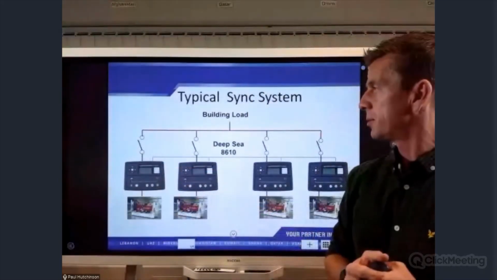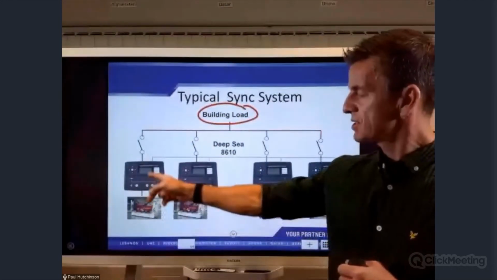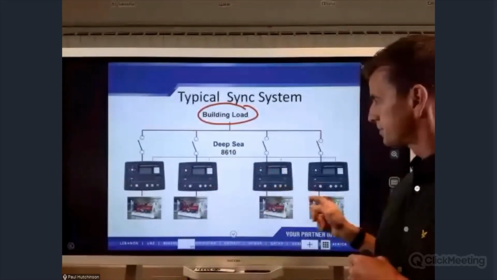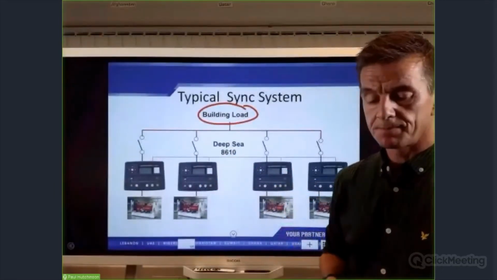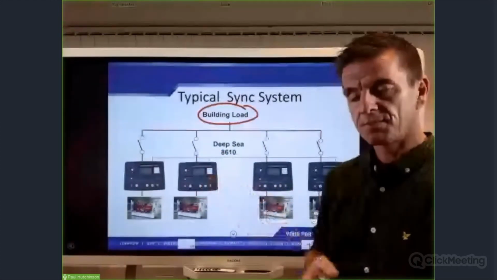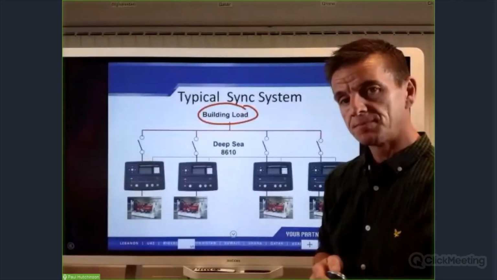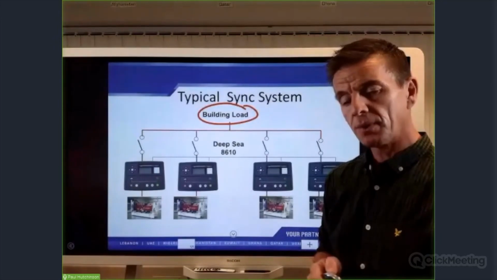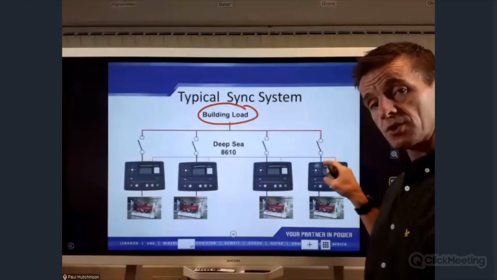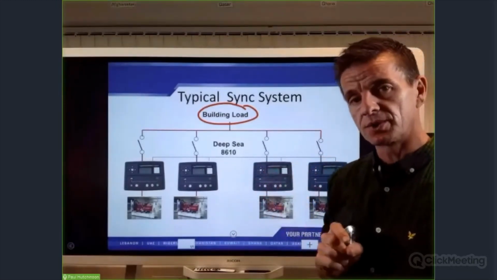So here we see we have our load. We have our genset fitted, in this case, with an 8610 controller. What happens, although we don't have it here, is they receive a signal because the mains has failed. At that point, the ATS will send a signal, which again is not shown here. I've just taken it out, but it will send a signal to the Deep Sea controller.